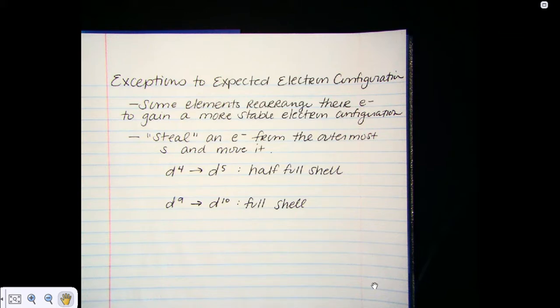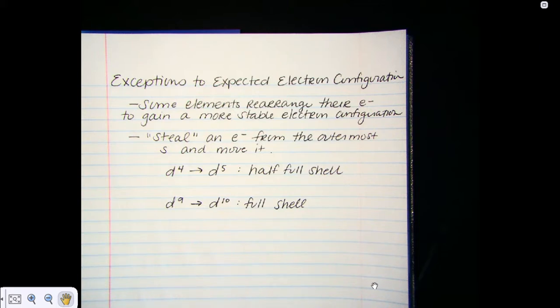So according to Aufbau, we fill the lowest energy level available completely before we move to a higher level. In these exceptions, we actually see that some of the electrons are moved from a higher level to a lower energy level, but not necessarily in the sequence that we would ordinarily fill them. So that's what I'm going to show you, those exceptions.